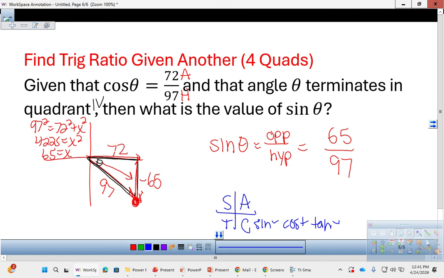So sine, because I'm looking at sine, has to be negative here, and then I can throw the negative in after the fact. So you can get it from the picture, but you can also get it from "all students take calculus." But what I would be entering in Delta Math is negative 65 over 97.